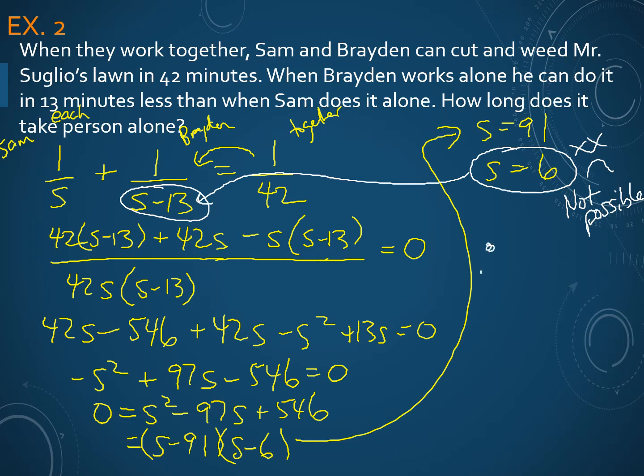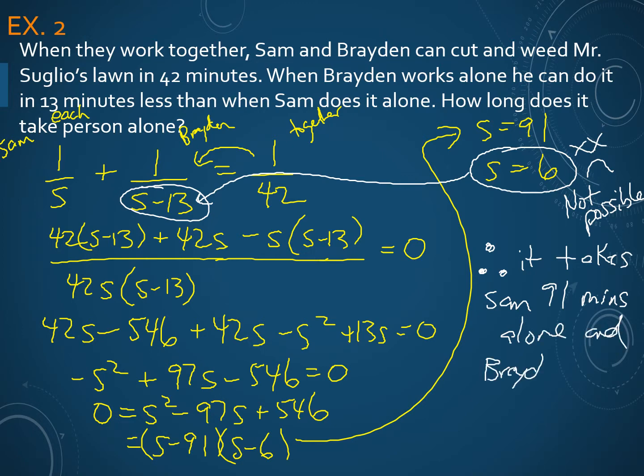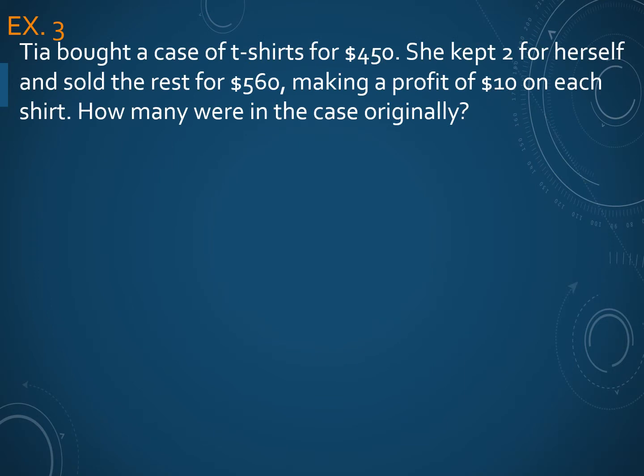So therefore, it takes Sam 91 minutes alone, and Brayden, which would be 13 minutes less. So if you do 91 minus 13, you should get 78. And hopefully that makes sense, everyone. Our next question.